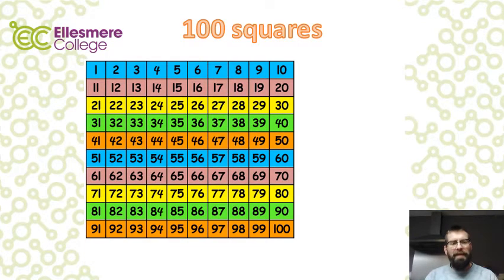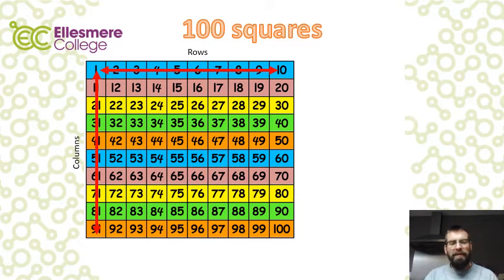It's a 10 by 10 square with the numbers 1 to 100 in it, starting with 1 in the top left hand corner, and we go left to right counting up to 10 and downwards counting up to 100. For the purposes of this video, these are rows going across and columns are up and down.